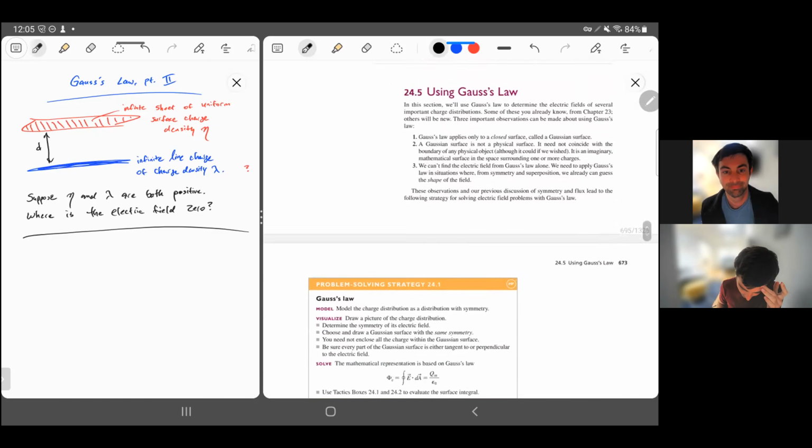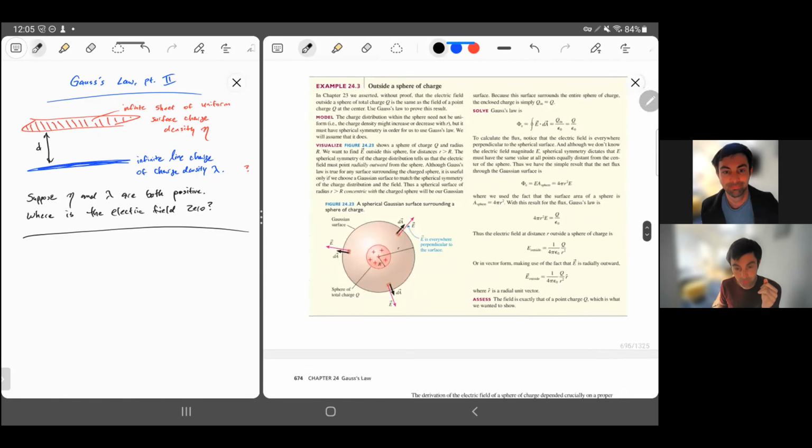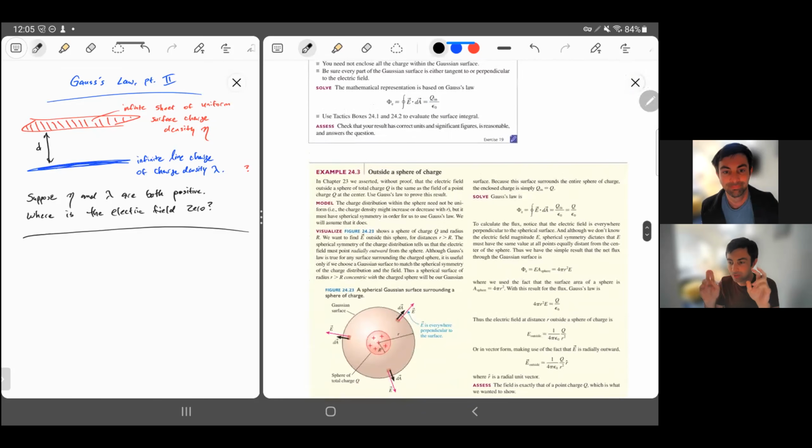That's what's done in the next few examples. These so-called examples are more like proofs. These are the examples that are in every book on Gauss's law. You have to know these. You have to know how to do these yourself. You basically have to be able to reproduce this and understand every step of this. These are more important than just normal example problems.